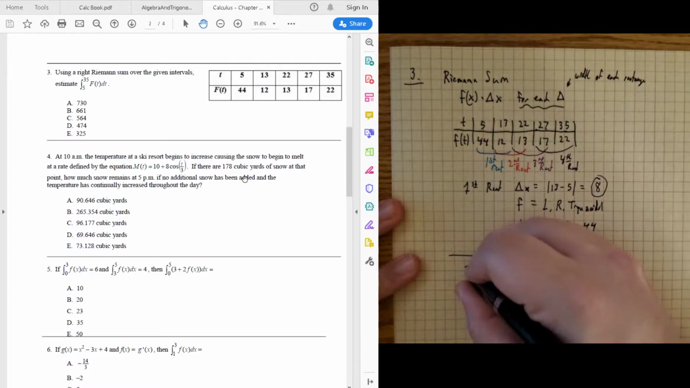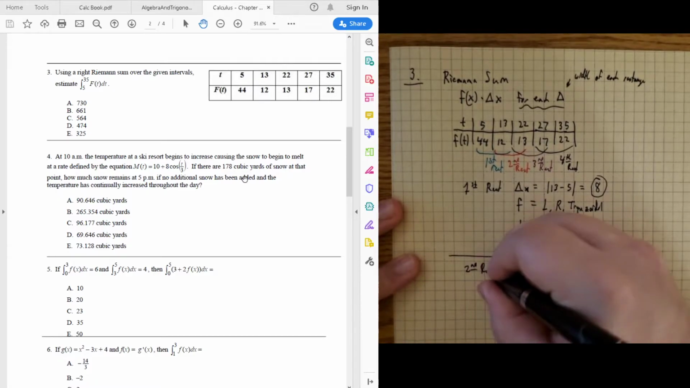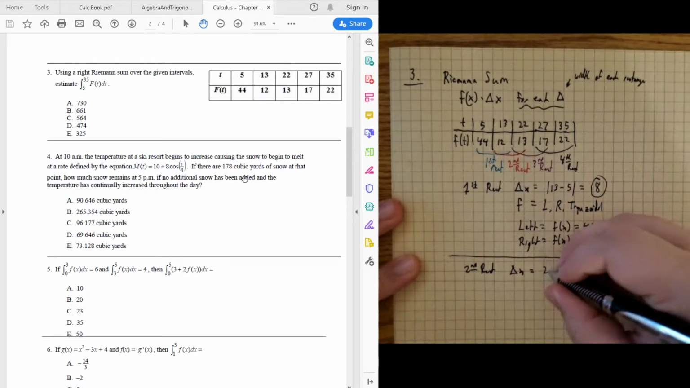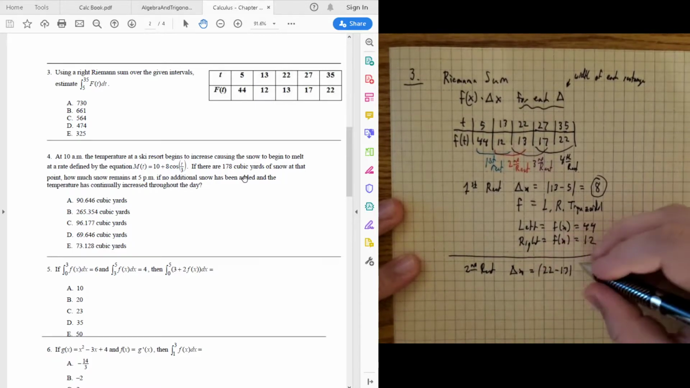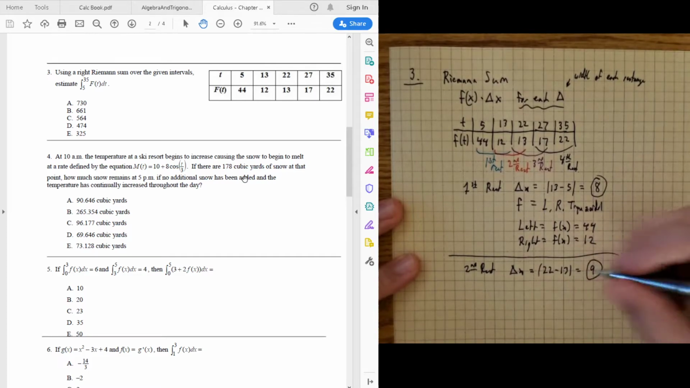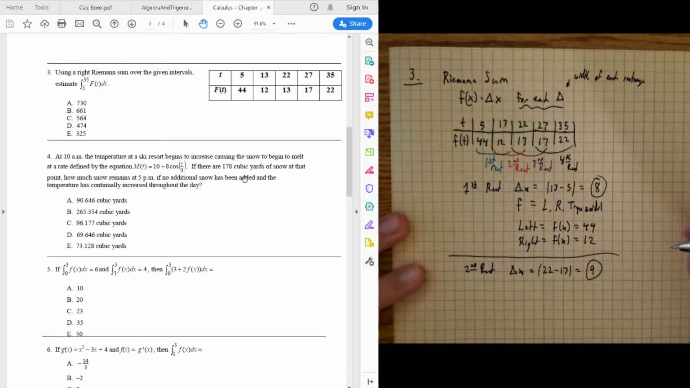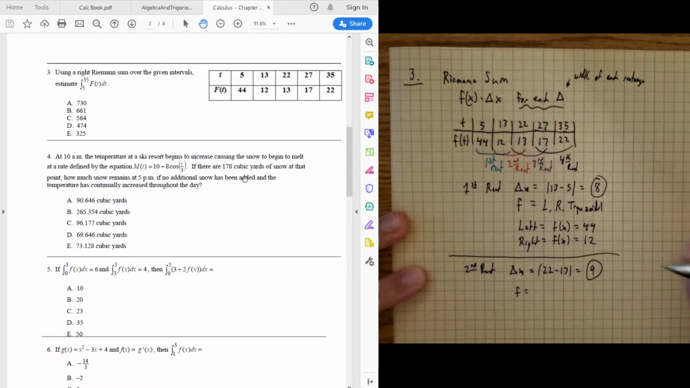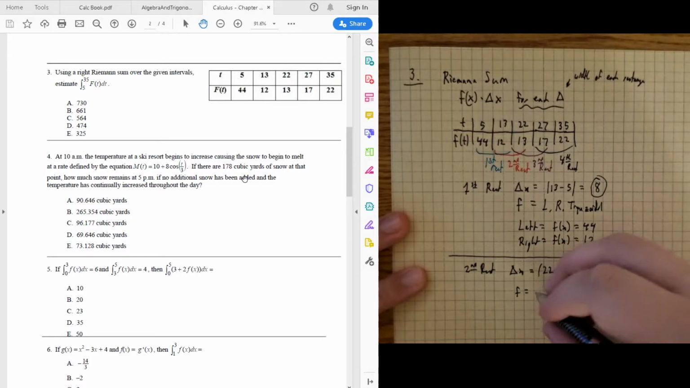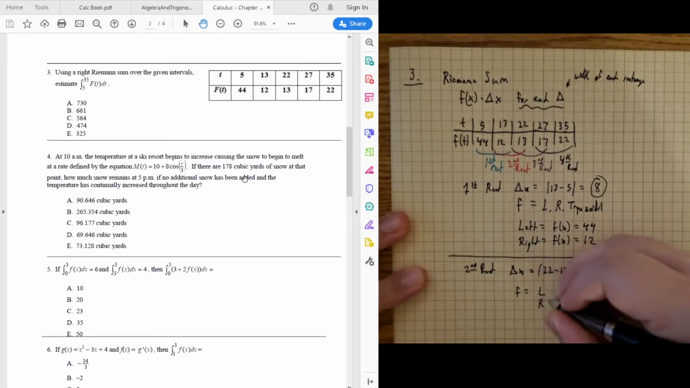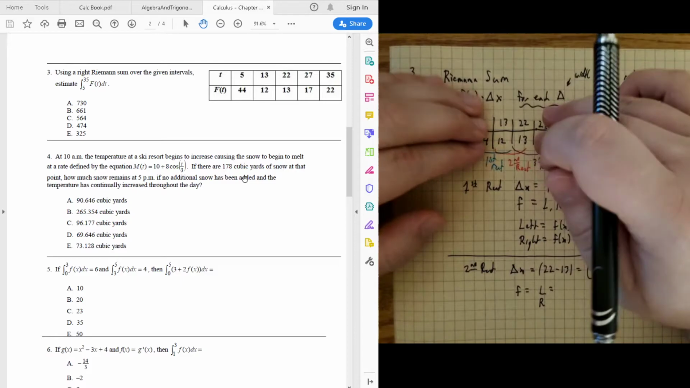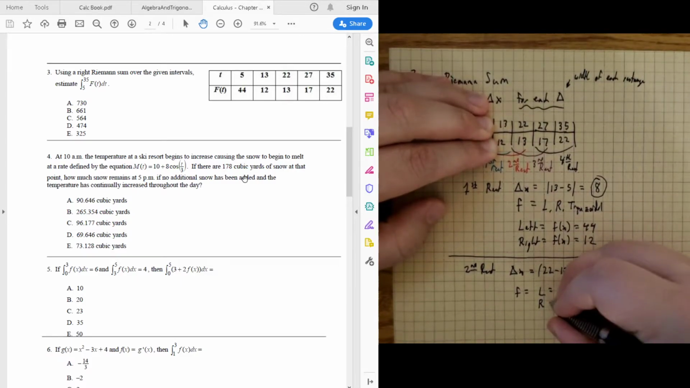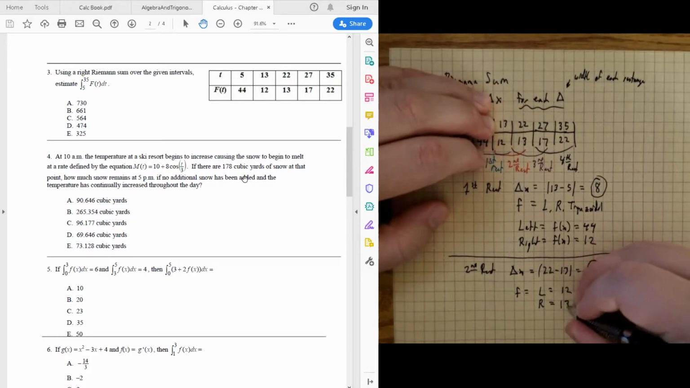For the second rectangle, similar process. Again, we find delta x. We would do 22 minus 13, which is 9. And next one, our f value, again, would depend on whether or not it is the left or the right. If it mentions the left one, for this second rectangle that includes these values, the left-hand value is 12. The right-hand value is 13.